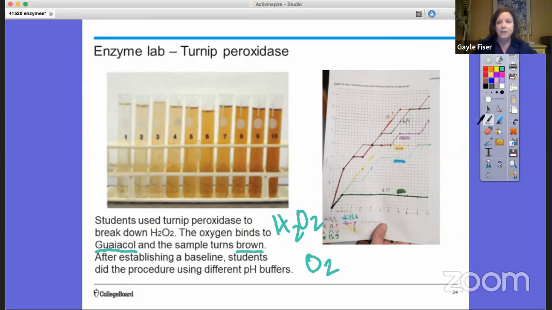And then after we establish our baseline of what it looks like under normal conditions, then we start changing the pH. And this is a student's graph. You can see that nothing's happening at their pH of 3 and their pH of 10, but it looks like 5 took off and probably ended up being the fastest rate of reaction, at a pH of 5. So that was optimal for turnip peroxidase.